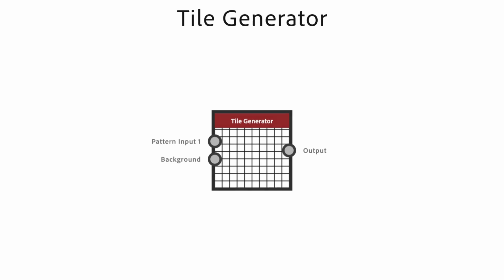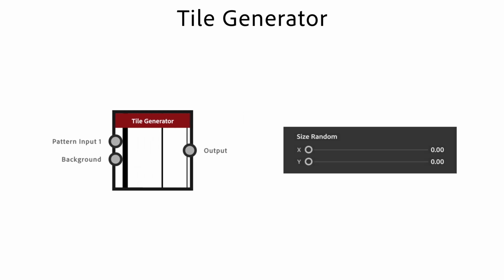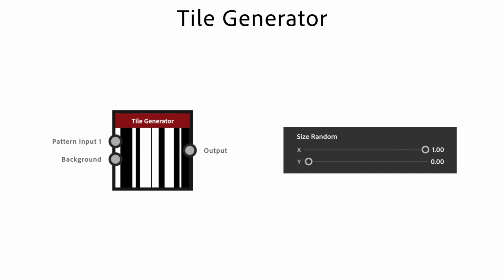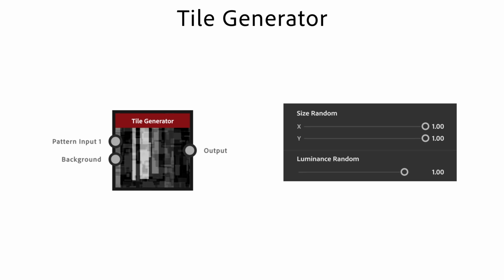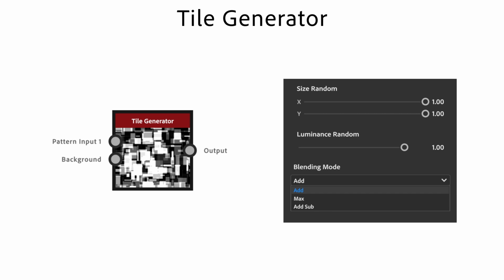The tile generator node is a powerful node to make regular or random patterns. It's a simpler version of the tile sampler node with less controls and inputs. Size random x and y sets the randomness for x and y individually. Luminance random adjusts how much the luminance differs for each individual shape. Blending mode controls how the shapes will blend when they overlap.